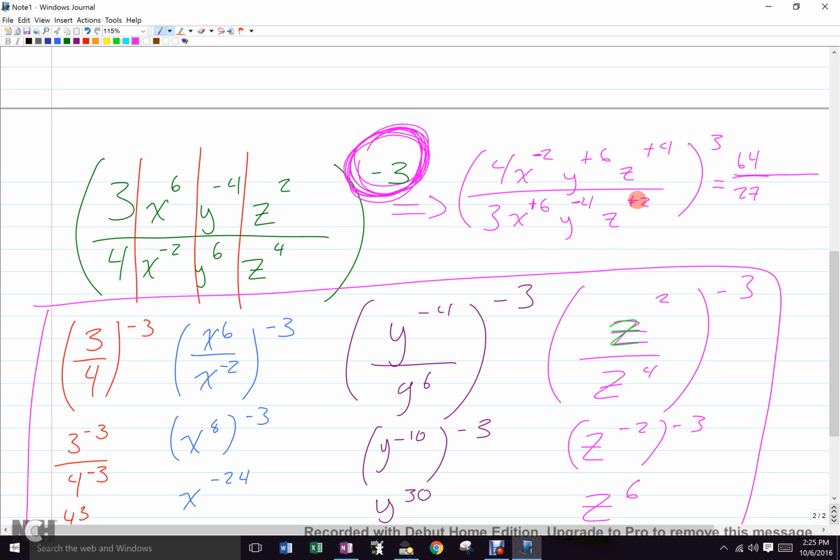Now let's check. 64 and 27 are okay. Negative 2 minus 6 is negative 8, right? Negative 8 times 3 is negative 24. X to the negative 24th. 6 minus negative 4 is 10, right? 10 times 3 is 30. Y to the 30th stays up top. 4 minus 2 is 2. 2 times 3 is 6. Z to the 6th, it stays up top. Is everybody good? Yes. Okay.